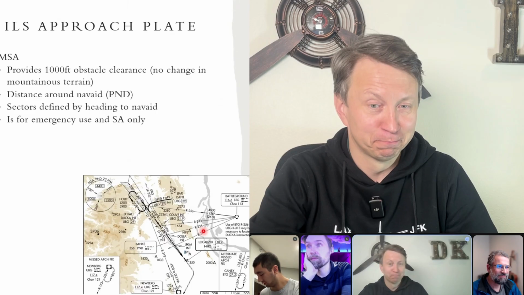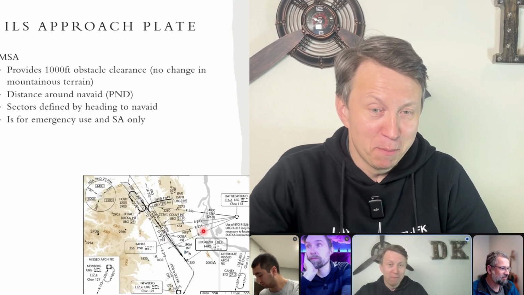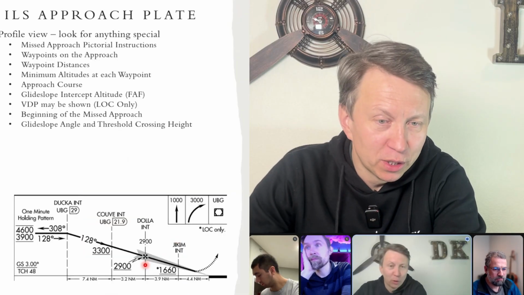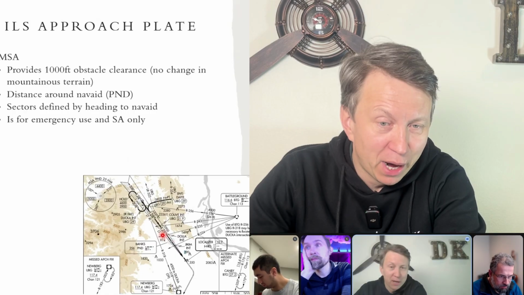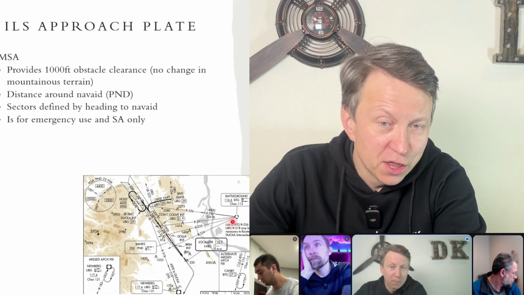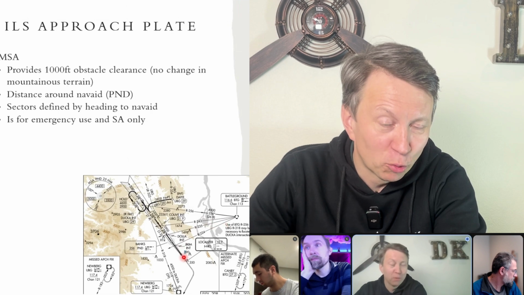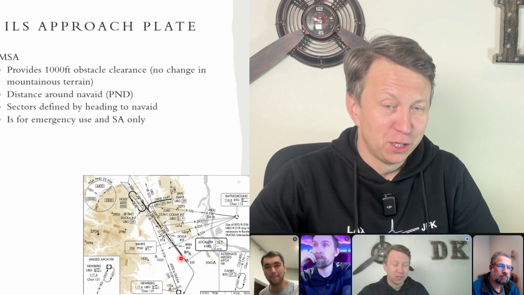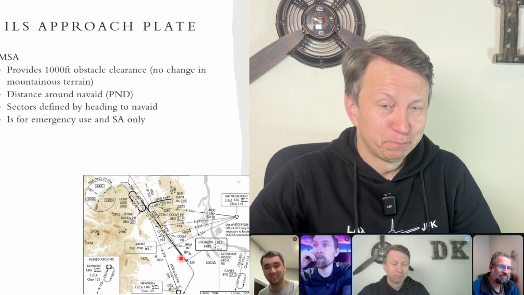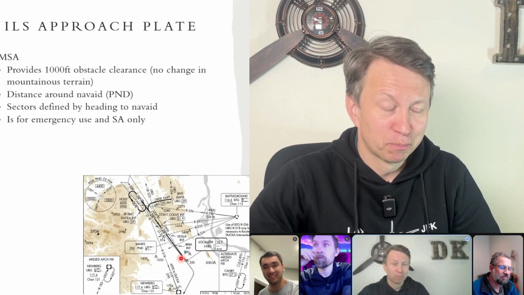And in this case, the final approach fix we are looking at is DOLA. The DOLA intersection is identified by the intersection of the ILS signal, the localizer, and the Battleground radial 235. But I don't believe they would ever give you such a way to identify the missed approach point, because when you're that close and that low and don't see the ground, the last thing you want to do is look at the second radial.